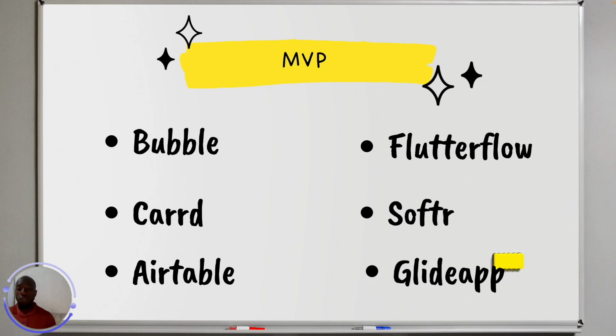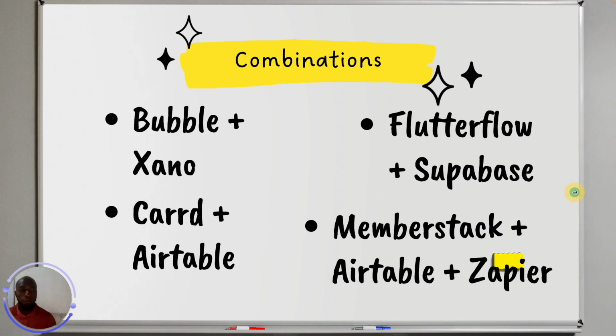Softr is another good tool, especially if you're building something like a directory. If your MVP is a directory, then you want to use a tool like Softr. Then you also have Glide. If your MVP is an internal tool, if you're building an internal tool and you want to build an MVP, so be it. You can use Glide to do so.